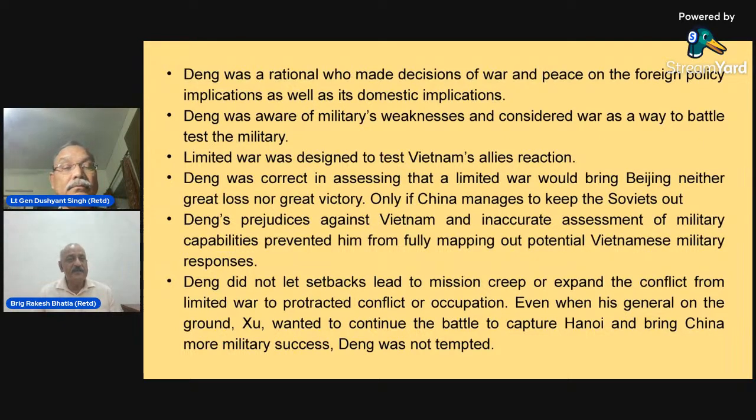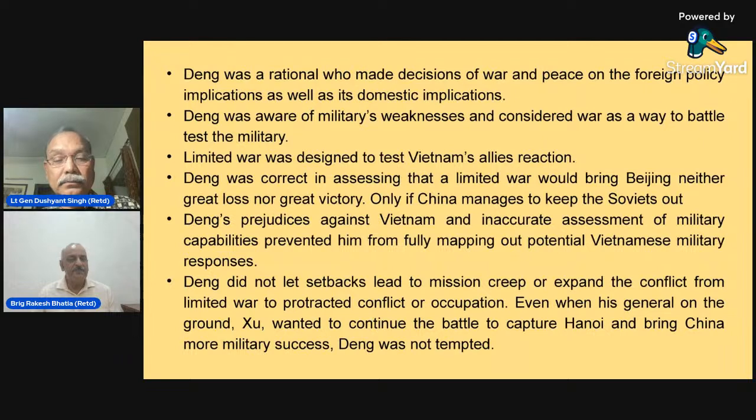Now the Vietnamese had made allies with Laos. Vietnam had made an ally with the Soviets. So by launching this limited attack, Deng also tested how strong these allies are. Deng also made the correct assessment, sir, that a short war will neither cause very great loss nor great victory. But a message will be given to the Soviets that their interference is not acceptable.